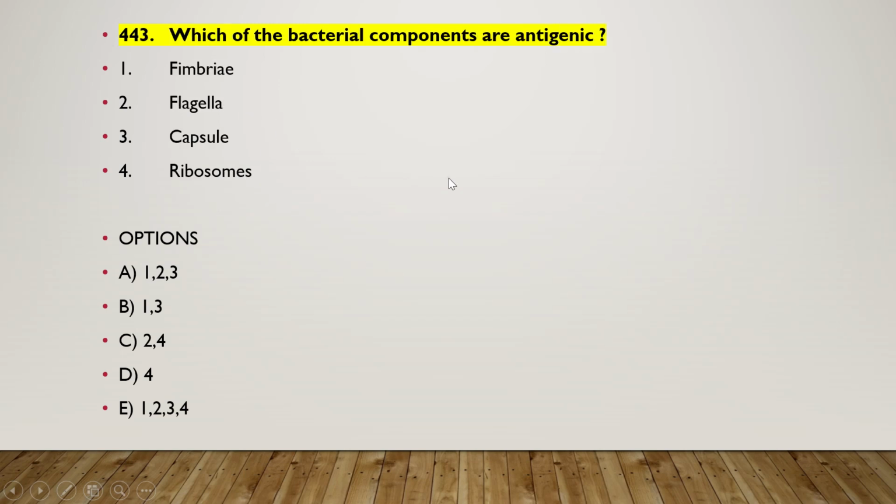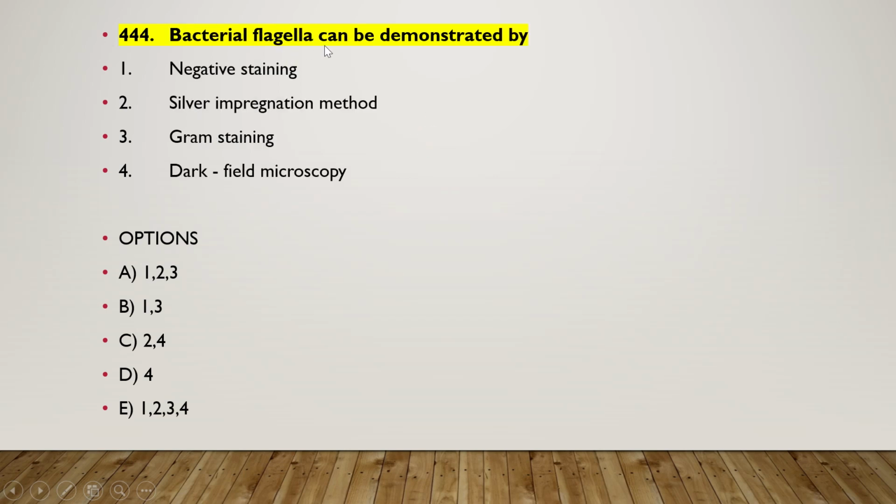Okay, so next one is: which of the bacterial components are antigenic? Fimbriae, flagella, capsule, or ribosomes? And the right answer is option A. That is 1, 2, and 3: fimbriae, flagella, and capsule.